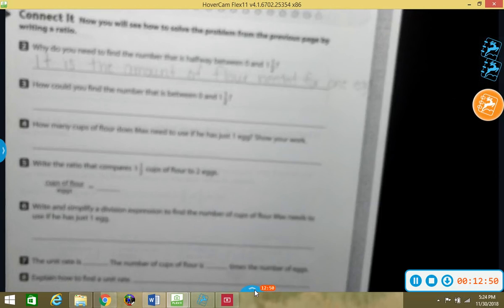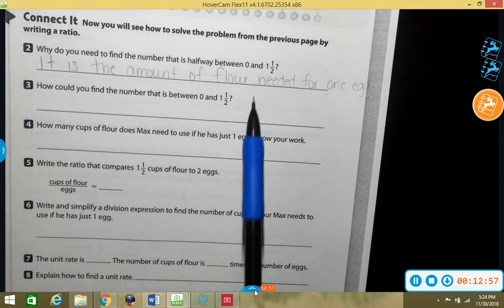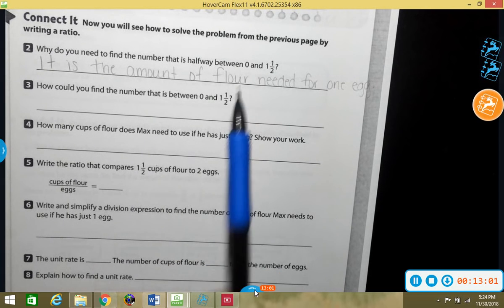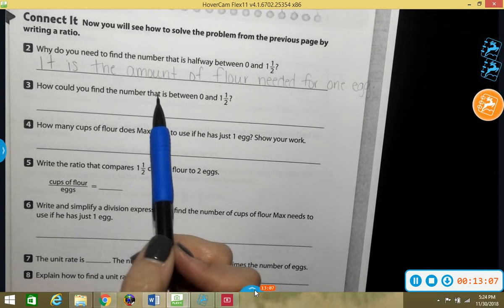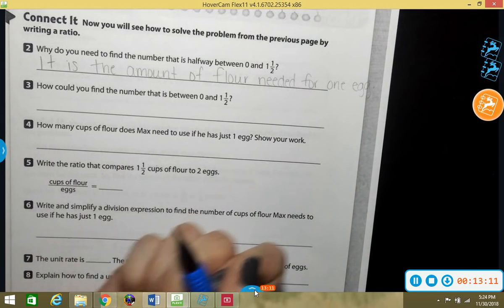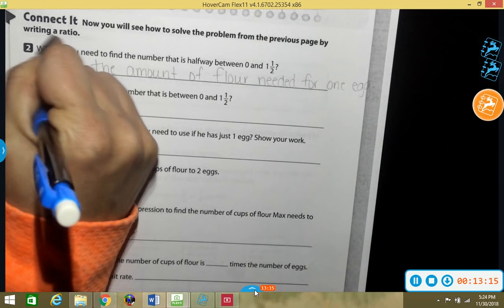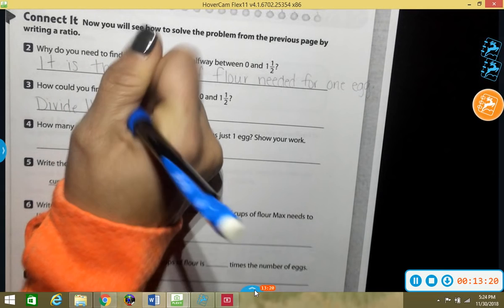Again, remember you're writing everything that I write. If you need to pause to catch up, please do so. So what is important about finding the middle of 0 and 1.5? Because it's the amount of flour that you need for the recipe to match for 1 egg. How could you find the number that is between 0 and 1.5? Well, how do you find anything that's halfway between it? You divide 1.5 by 2.